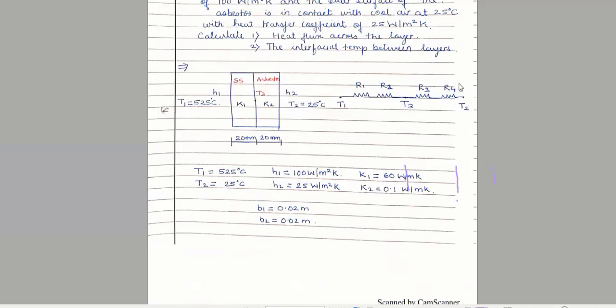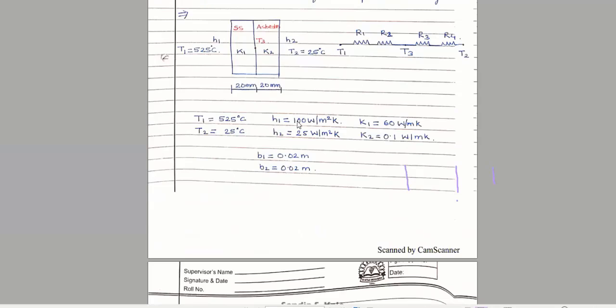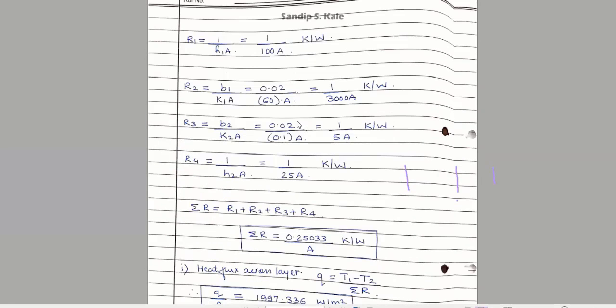And what is this fourth resistance? This fourth resistance is nothing but convection. From this outer surface into the air, the heat will flow. What is the formula for convective resistance? R is equal to 1 upon HA. Here we will use H2A. What is H2? 25. Now what is the total R? Total R is nothing but the summation of R1, R2, R3 and R4.